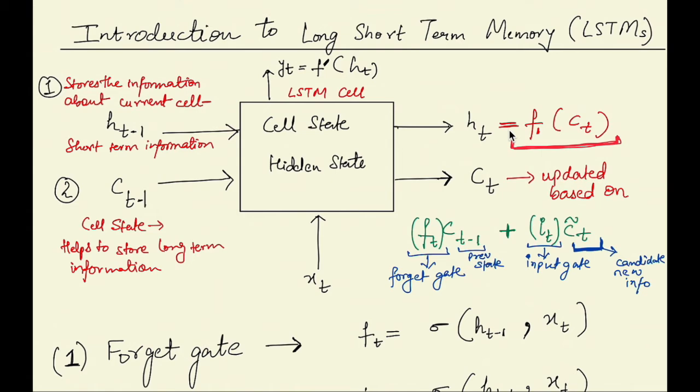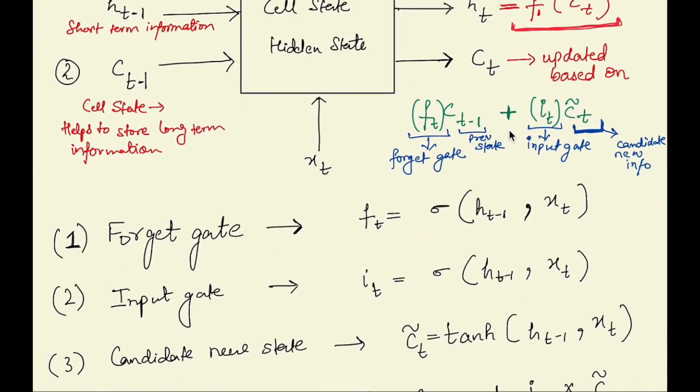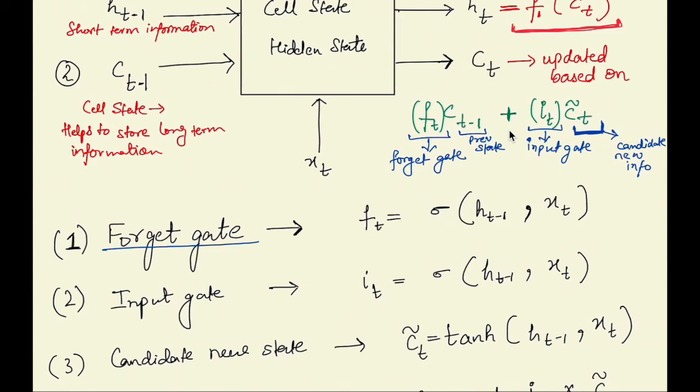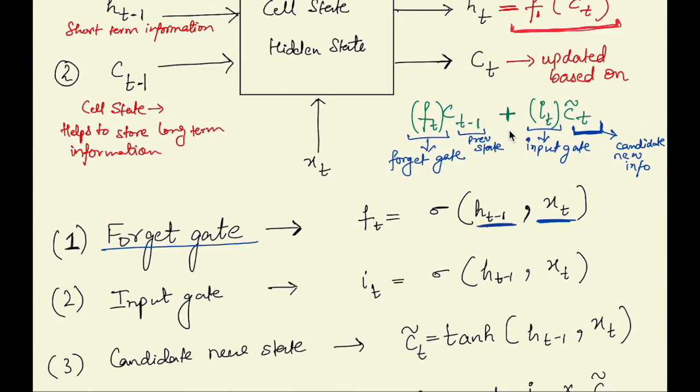So now let's see the details of this forget gate. As I have already mentioned, the forget gate decides how much of the previous state we need to carry forward, and the forget gate is simply a one layer neural network whose inputs are the previous state and xt. In fact, all the gates, forget gate, input gate, and we'll also talk about the output gate later on, all of them have a similar structure. So we pass the input xt and the previous hidden state through a one layer neural network, and then we apply a sigmoid function to get values between 0 and 1.